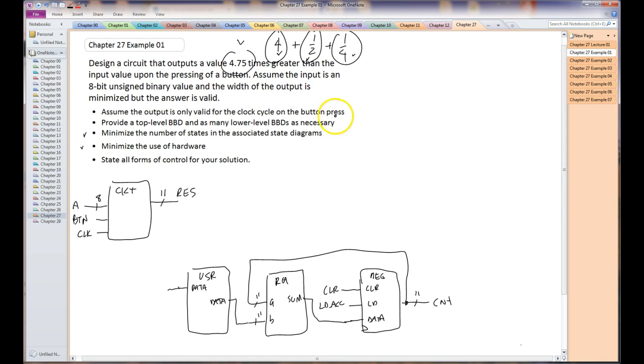The first bullet here says the input value, this A value, is only around for 1 clock cycle. That being the case, I need to store it. And so then essentially I need a register sitting there. And it's going to have a load.